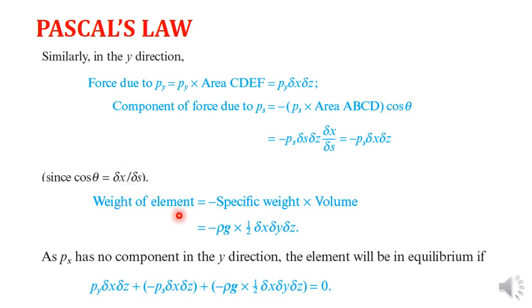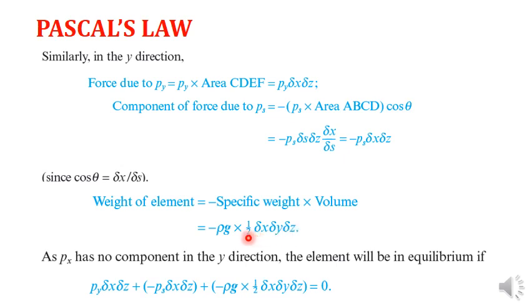So the weight of the element will be equal to minus specific weight times volume, and the third component along the y direction will be the weight of the element, as I have told you. This weight of the element can be calculated by multiplying the specific weight with the volume of this element. This volume you can calculate by considering the area of the triangle in the 2D case, in the dimensional plane, and multiplying it with the thickness in the lateral direction.